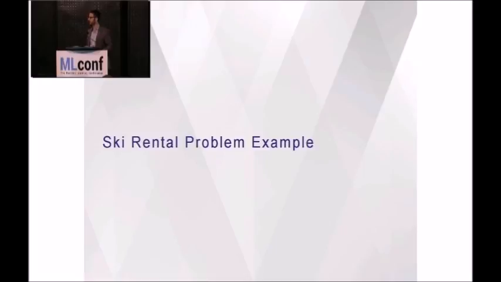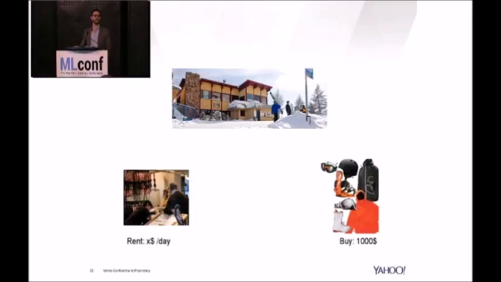So let me make this more concrete with an example, okay? So the ski rental problem is a very famous online problem. It's probably one of the most basic ones. But it's beautiful in explaining exactly why online problems are difficult and why it has almost absolutely nothing to do with the amount of data.